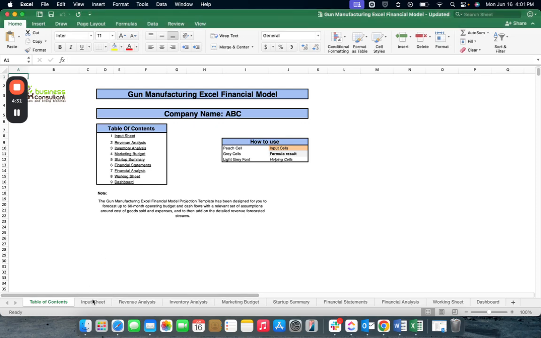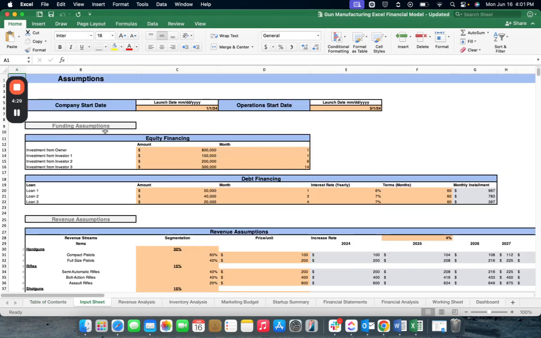Coming towards the input sheet, it's the most important sheet of the financial model, where you'll be inputting the data. In the peach cells you input funding assumptions, owner investments and other investors' investment, debt financing inputs, and the most important part, the company started and operation started dates, as the model depends on these dates.